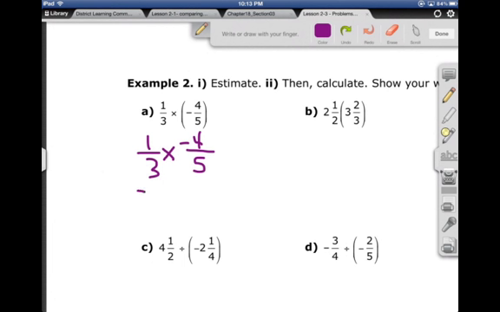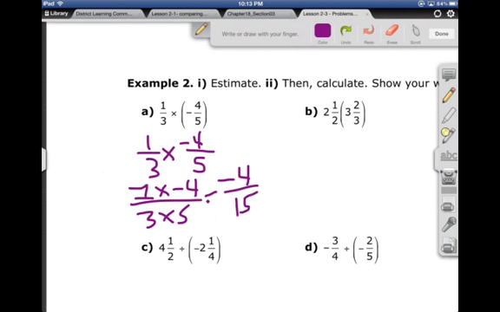This is 1 times negative 4 over 3 times 5, which is negative 4 over 15. And there's nothing to reduce. 4 and 15 don't have a common factor.